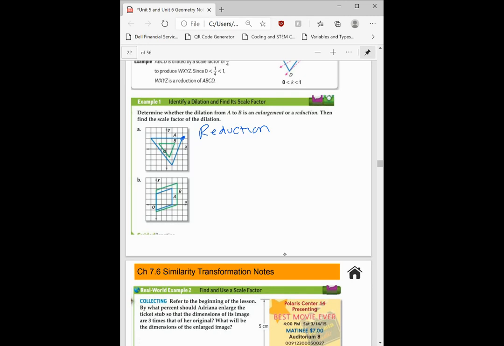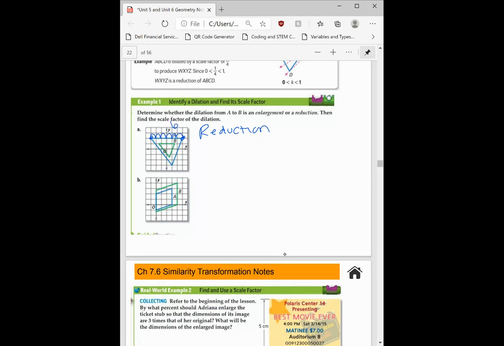negative 3, right there, for A is 6. And then we have to find what the distance is for B. So this is what they're doing. They're counting. So 1, 2, 3, 4, 5, 6.